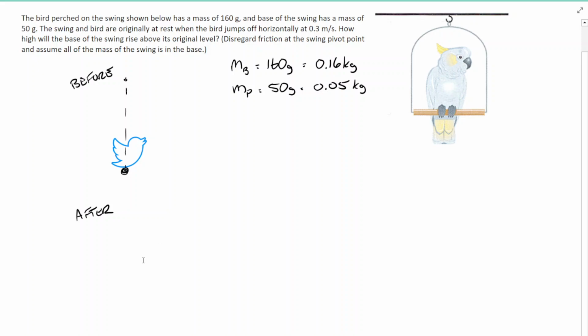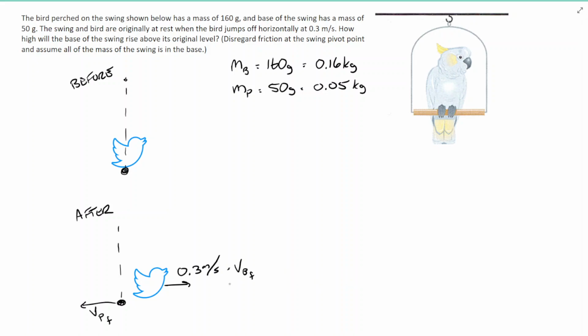I'm going to throw another bird out here, and now this bird has jumped off. This bird now has some velocity. They tell you the bird has a velocity of 0.3 meters per second. And as a result, the perch now has its own velocity, the velocity of the perch. So this is the velocity of the bird after the collision, and this is the velocity of the perch after the collision. So you have this perfectly inelastic collision in reverse, right?